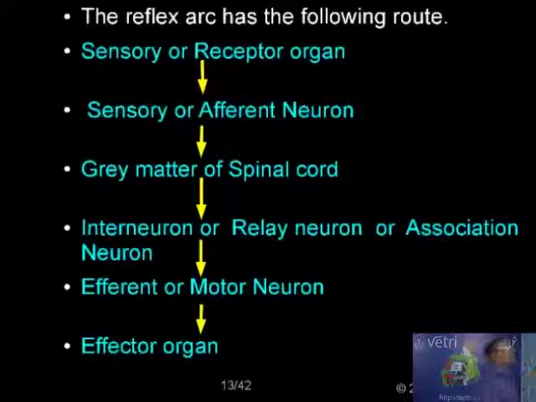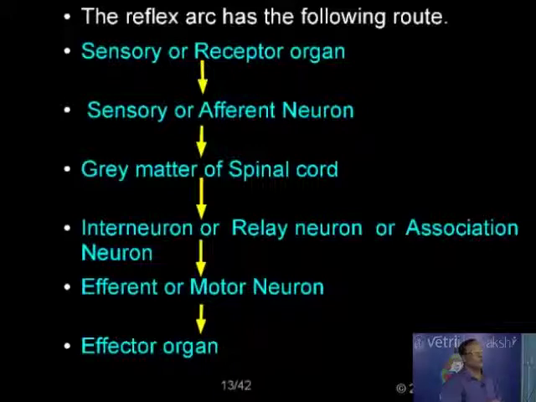So these are all the 5 basic components. 1. Sensory or receptor arc, the one which receives the stimulus from the external environment, for example, a prick, heat stimulus, anything. Once it is received, it is conducted towards the central nervous system, namely the spinal cord, and that is carried out by a neuron or a nerve.